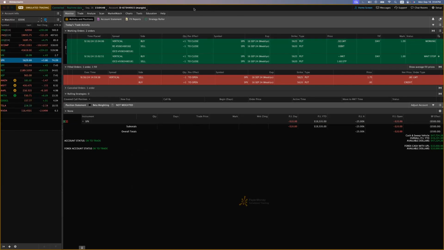All right, friends, that is how you open a vertical spread and also close it.